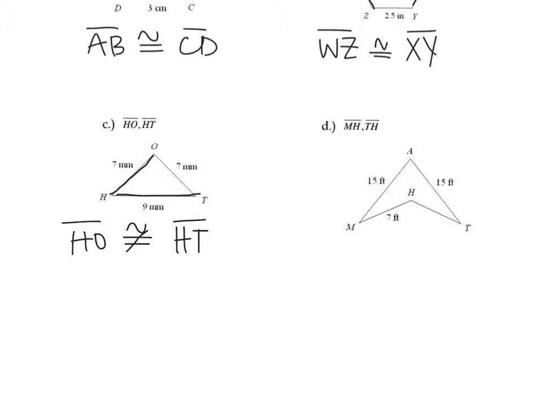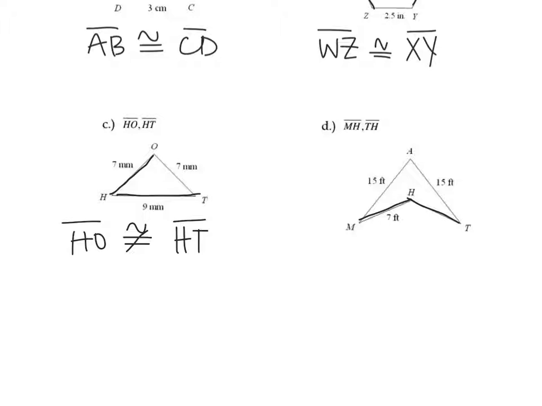And then our last example, we want to look at MH and TH. So MH is right here, and here is TH. Now, we aren't given the length of TH. We know MH is 7 feet, we know AM is 15 feet, we know AT is 15 feet. But we don't know the length of TH. And because we don't have the perimeter either to help us solve for that, we don't know for sure that MH and TH are congruent segments.